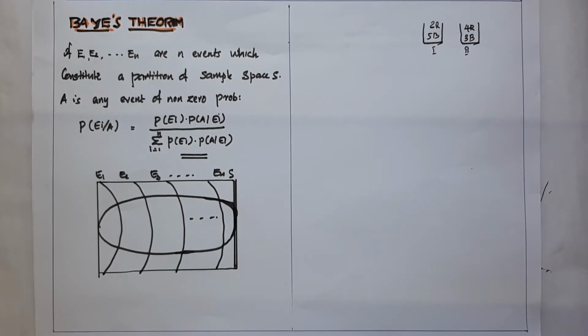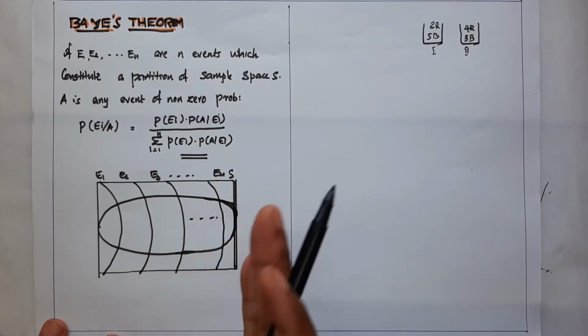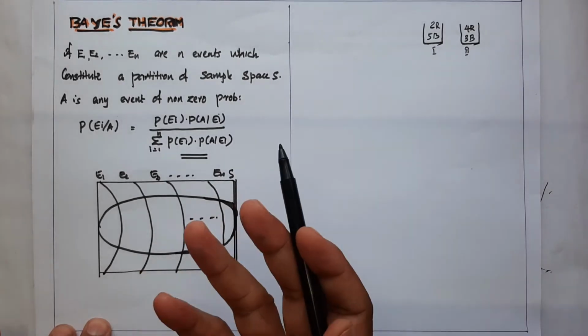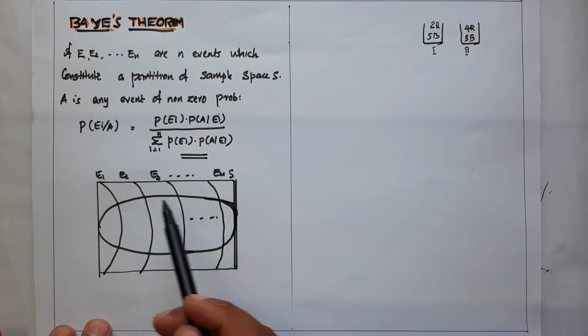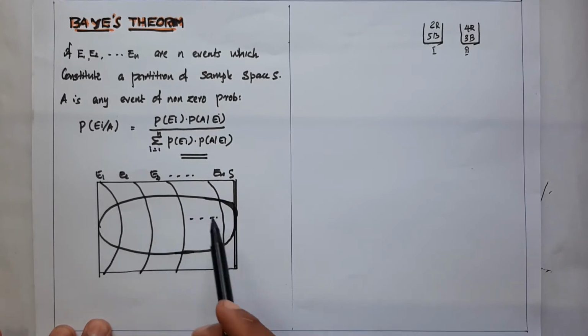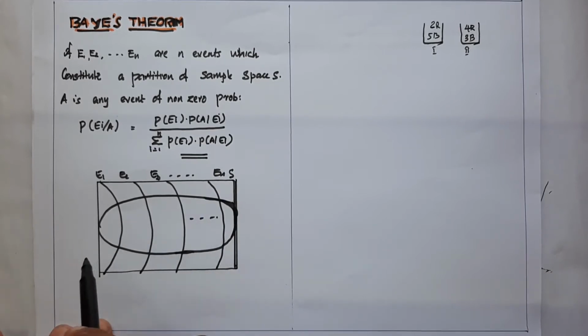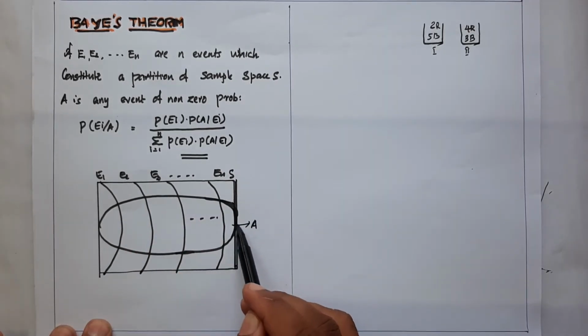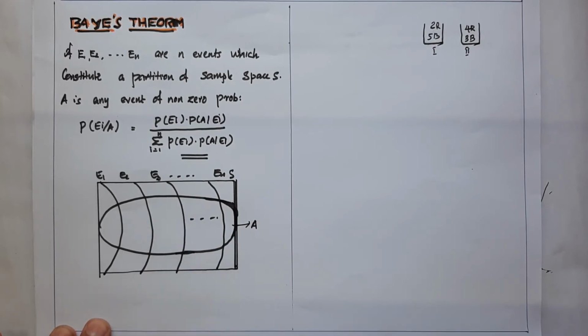Now the actual definition. The definition says that in the sample space, the n events E1, E2, E3, etc. are a partition. And A is any other event which occurs along with all these n events. This is called A. All events occur.